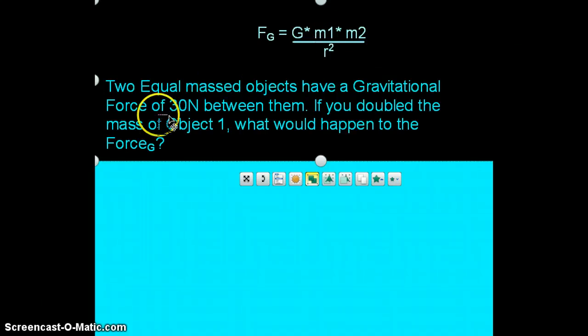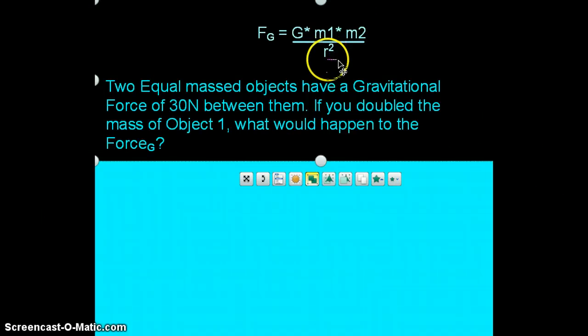The questions are like we had on these pages here, where if we double the mass, we would double our force because it's in the numerator and there's no squared going on. So if you double the mass, you'll double the force. If you take half the mass, you'll have half the force.